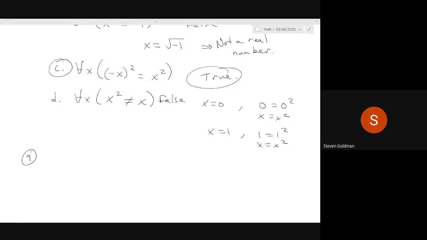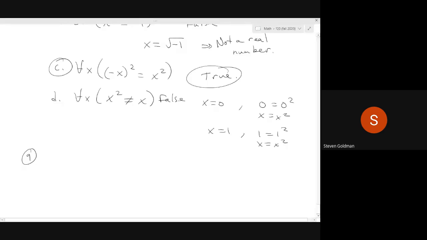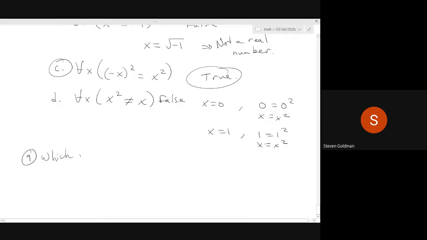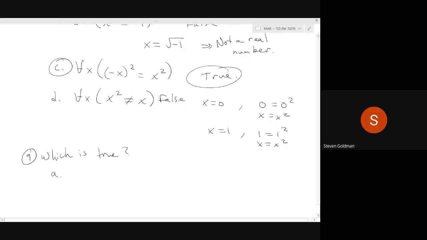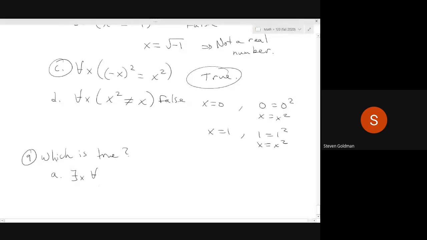All right, moving on to 9. 9 asked which of the following is true, again, if the domain consists of all real numbers, and this one had nested quantifiers. So which of the following is true? Let's go through all 4 of them again. And again, the domain is all real numbers. So the first one was there exists an x such that for all y, if y is not equal to 0, x times y equals 1.